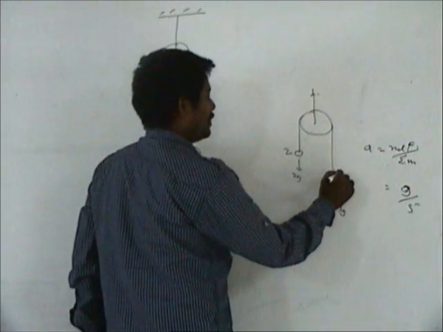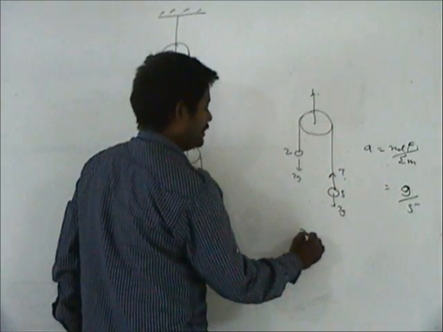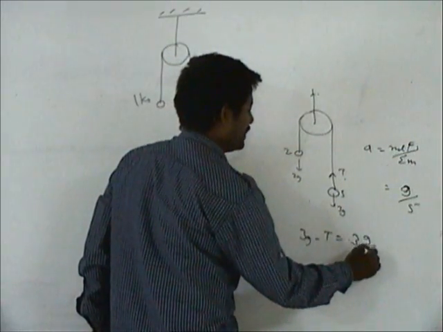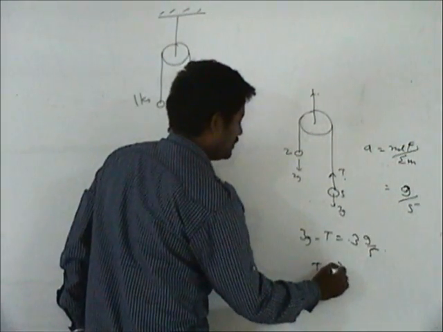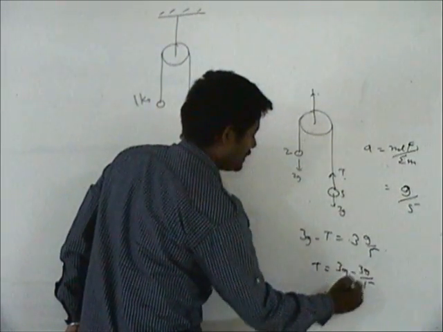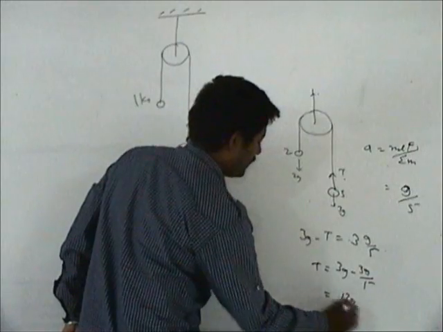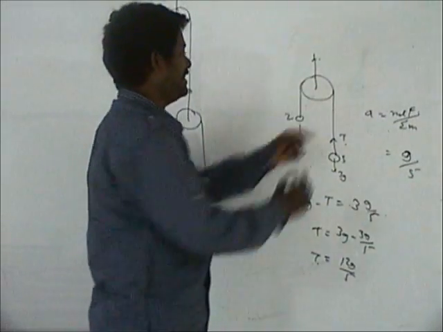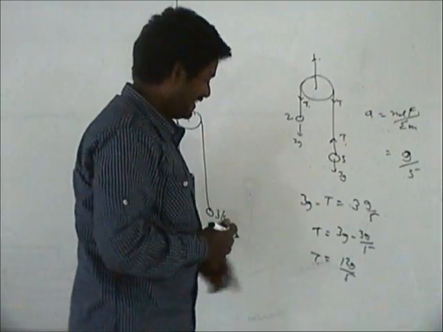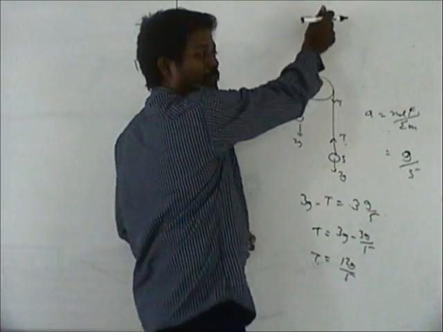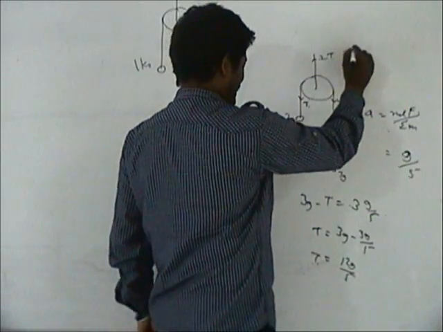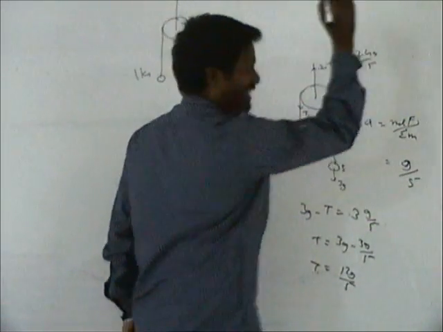Now I will take one of the bodies. This is coming down: 3g minus T equals ma, which is g by 5. So T is 3g minus 3g by 5, that is 15g minus 3g, 12g by 5. Now I got the tension here, T, and here also T. The wonderful point here: when you are holding, the tension here should be 2T. That 2T is nothing but 24g by 5.